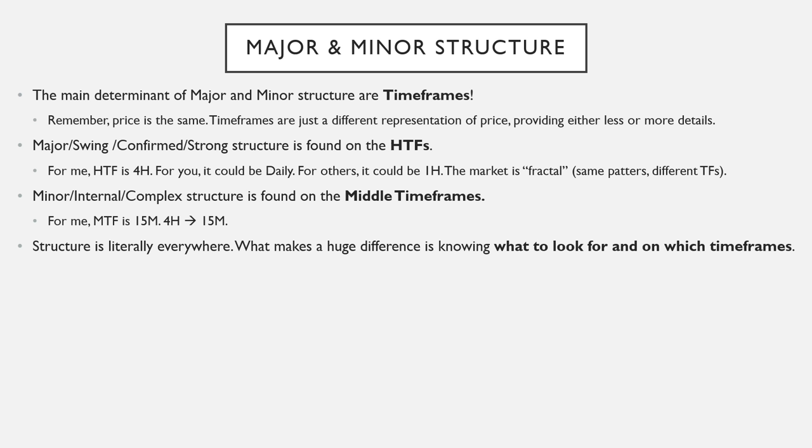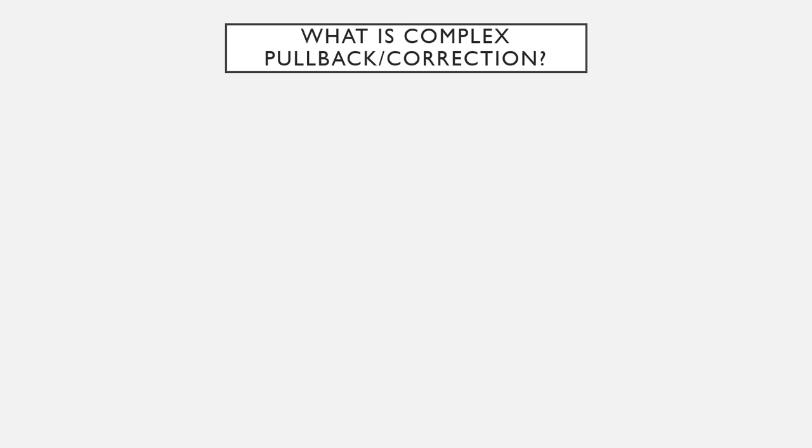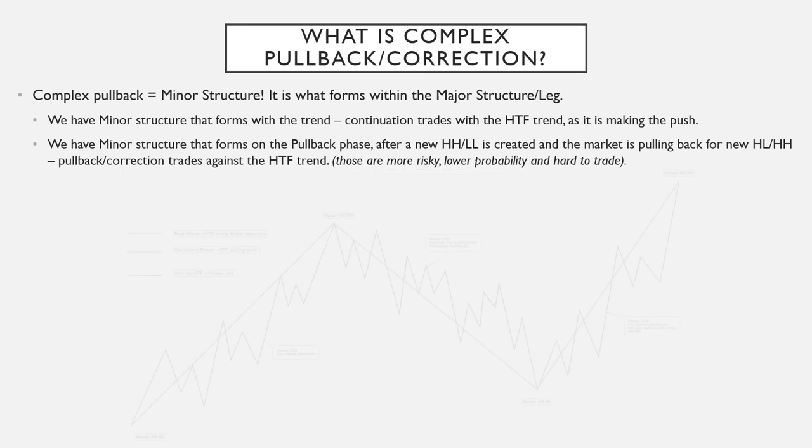So it's very important that you understand, first of all, higher time frame direction, which we just covered, and major structure, and then start trading the major structure, but zoom in on the minor one, and then we can take counter trends and pro trends. Let's see how this is done. You might ask, what is a complex pullback and a correction? This is just a minor structure within a major leg. If I just give you an example, there it is.